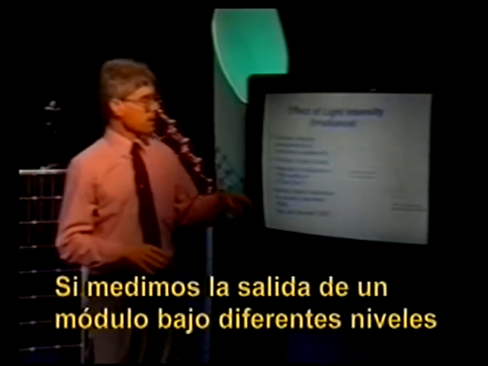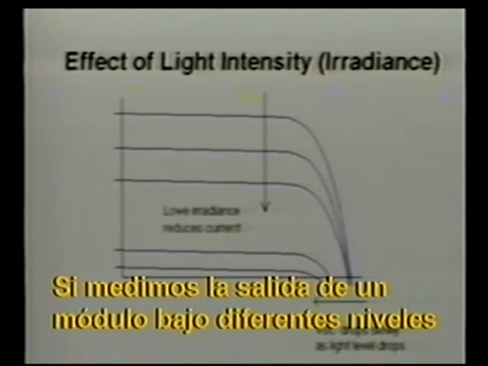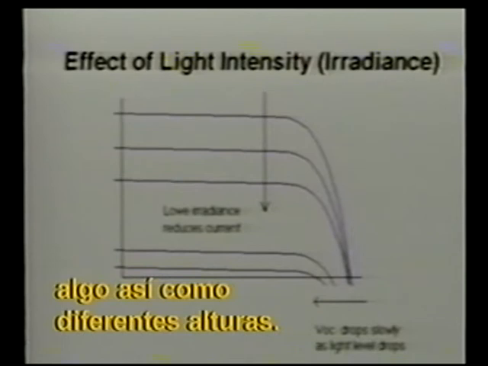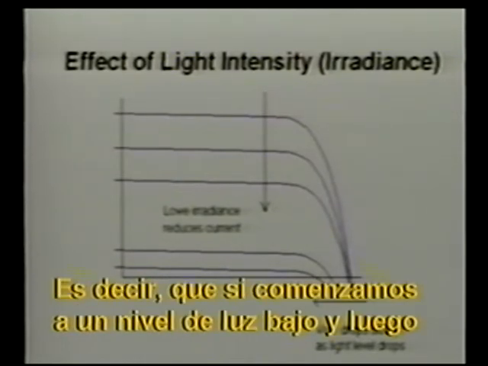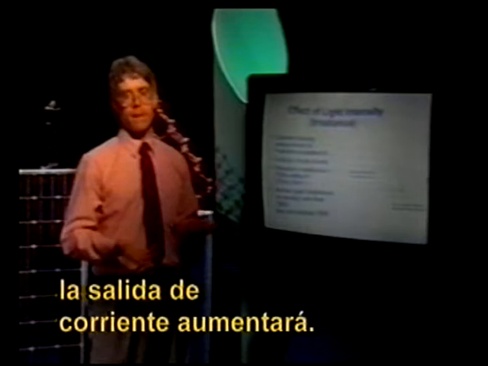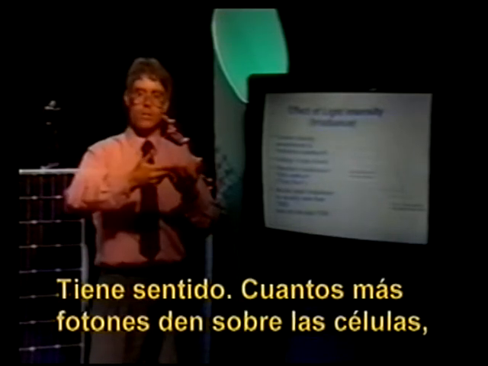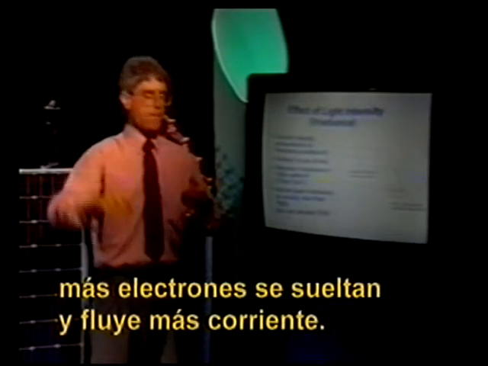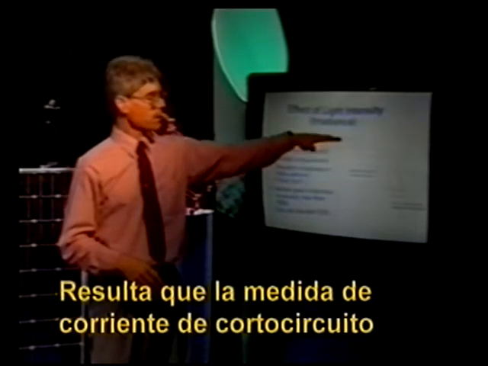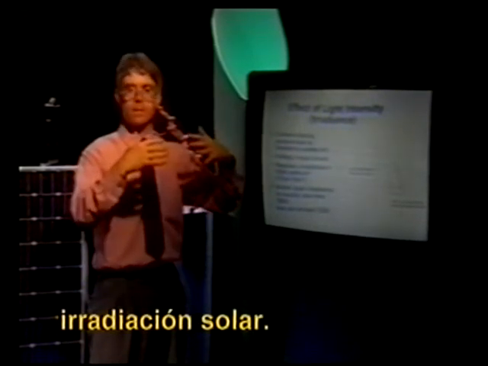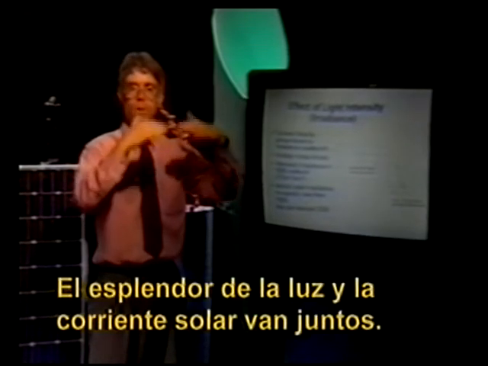What we can notice is that if we measure the output of a module under different levels of irradiance, we'll notice that the curve has different heights. In other words, if we start at a low light level and then increase the light level available to us, the current output will increase. That makes a lot of sense. The more photons that are shining on the cells, the more electrons are being knocked loose, the more current that flows. It turns out that the short circuit current measured from a module is directly proportional to the solar irradiance. Brightness of the light and the solar current go together.